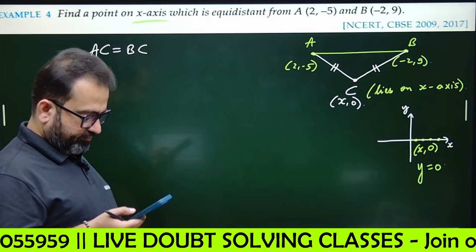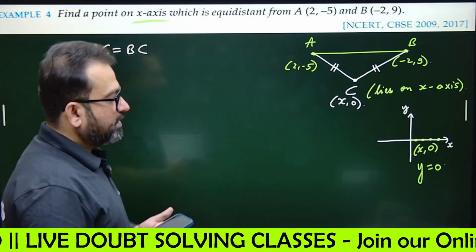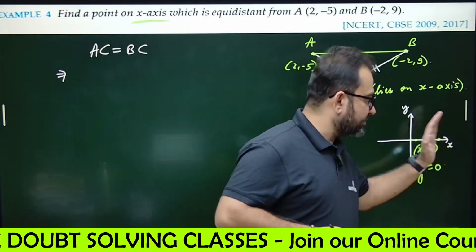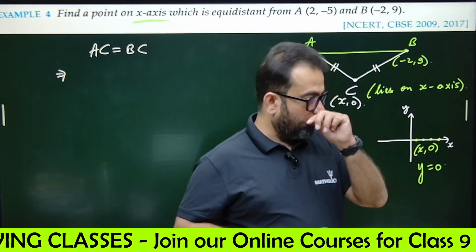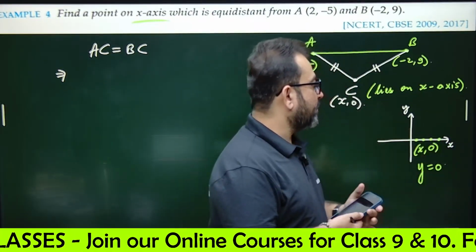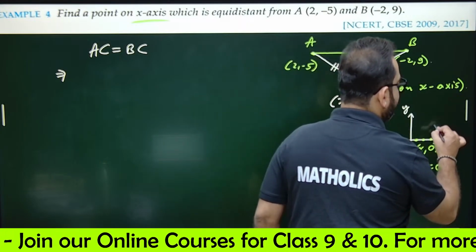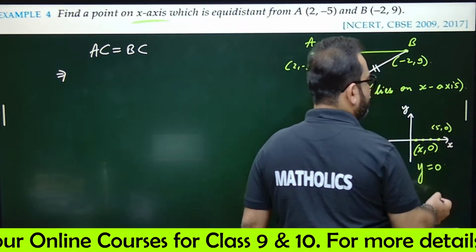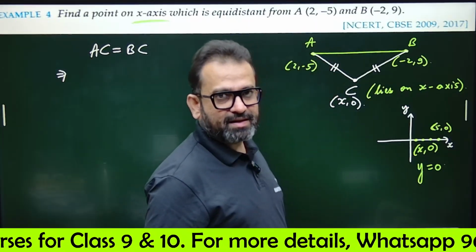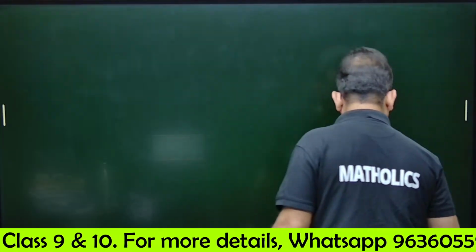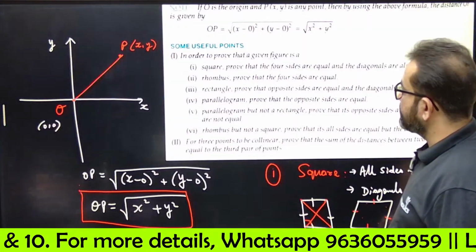I think it's clear. See, the points which are on the x-axis will have their y coordinate 0. Yes or no? Say some point is (5, 0). Which axis will (5, 0) lie on? On the x-axis. I told you in the last lectures also. I already cleared this point in the last lectures.